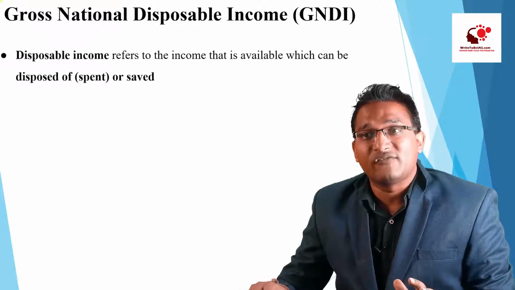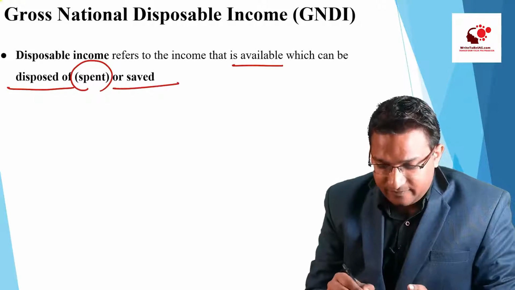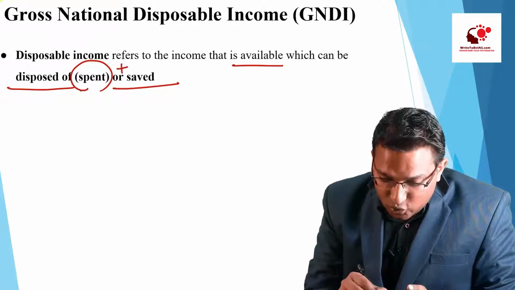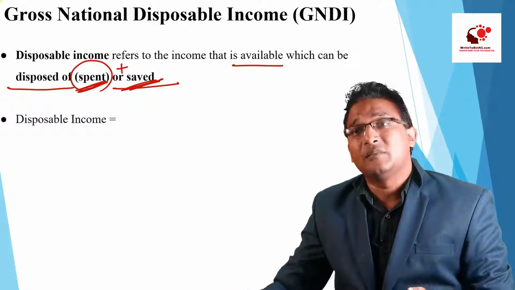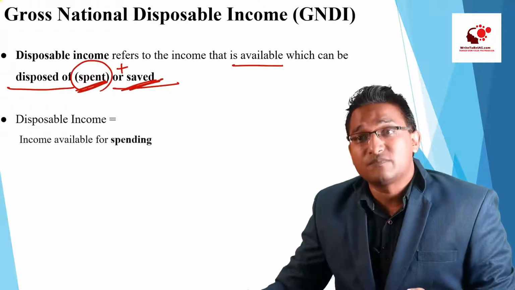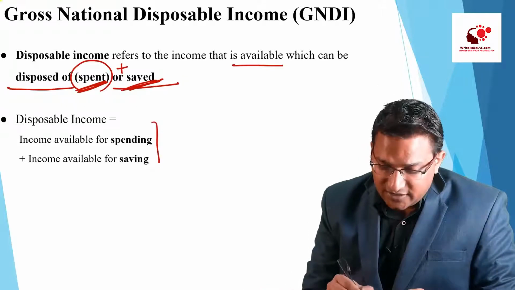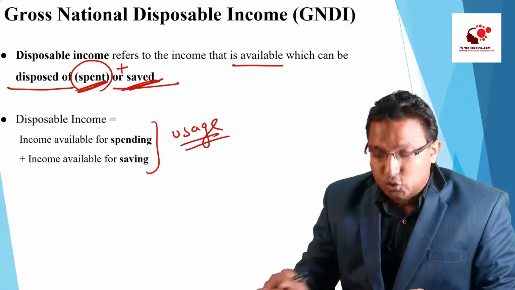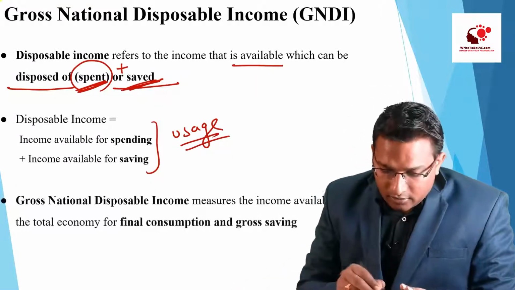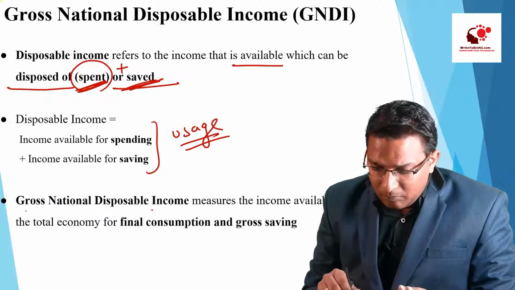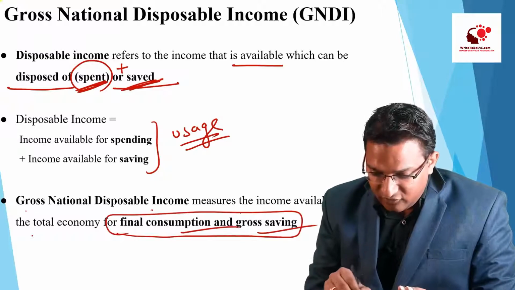So disposable income refers to the income that is available which can be disposed of, or spent, or saved, right? Two crucial words: disposed of or spent, and saved. So disposable income is equal to the income available for spending plus the income available for saving. This is the usage part, how this income will be used. But what is the sourcing part? How do we calculate it? Gross national disposable income measures the income available to the total economy for final consumption and gross saving. The same thing we have repeated here also.